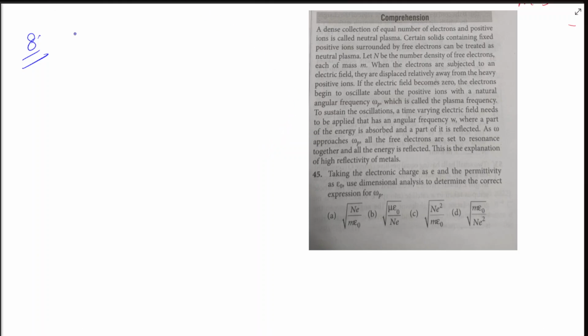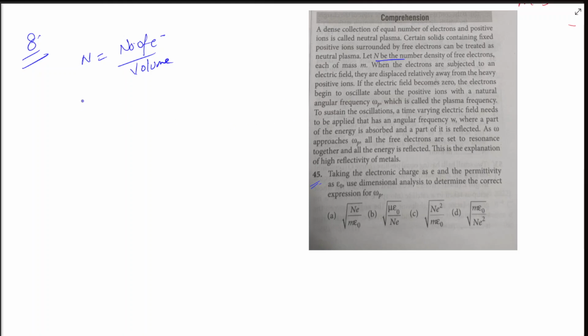Now, look, in this question, this is all nonsense. We actually do not need it. If we just read the question, we'll get the answer. We just need to know what these parameters are. So n is given. N is what? The number density of electrons, so the number of electrons divided by volume, right?